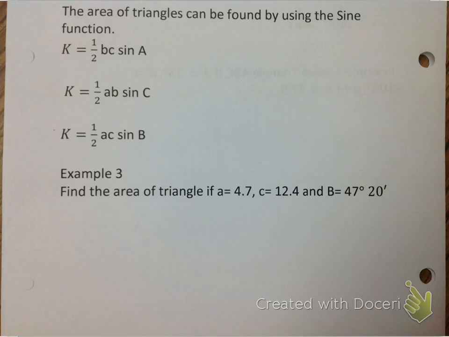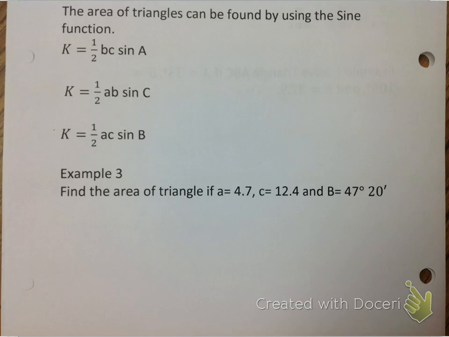I'm looking at side BC, and then notice it's the angle that's not BC, and then look at AB. Notice it says sine C. There's kind of a little pattern here. Once you discover the pattern, you really only need one formula versus three.